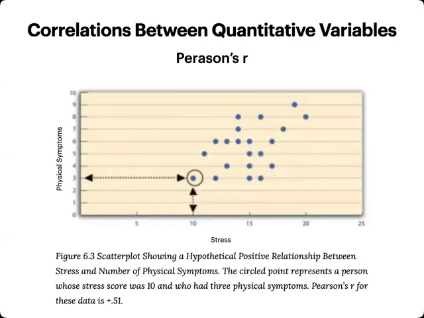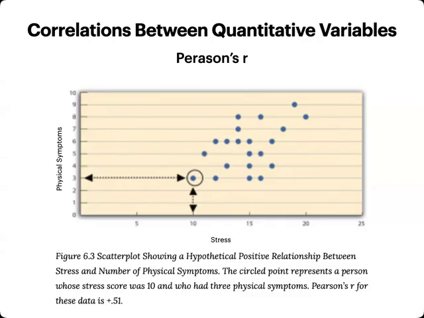Correlations between quantitative variables are often illustrated with scatter plots. So this figure, 6.3, shows hypothetical data on the relationship between stress levels and physical symptoms. Each point represents an individual's score on both variables. For instance, the circle point indicates a person with a stress score of 10 and three points for physical symptoms. I guess that's three physical symptoms.